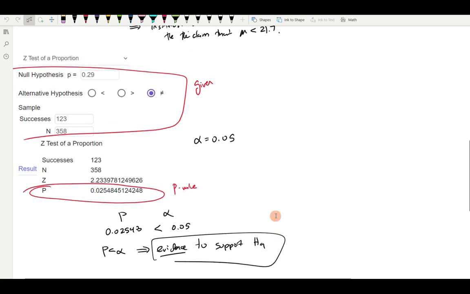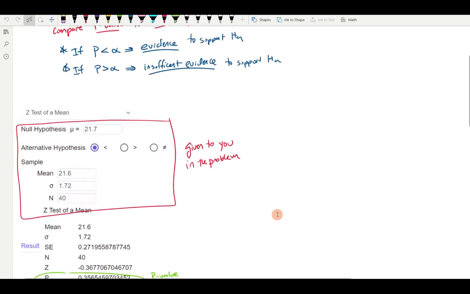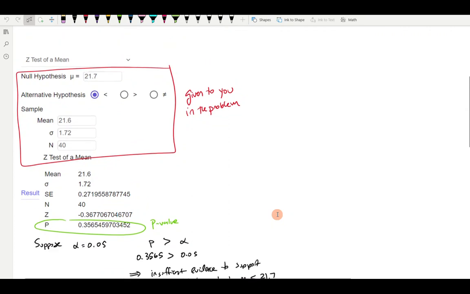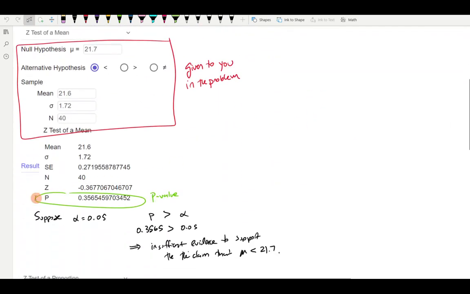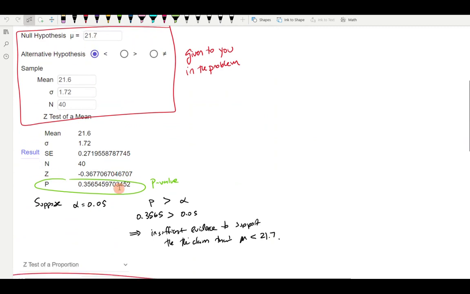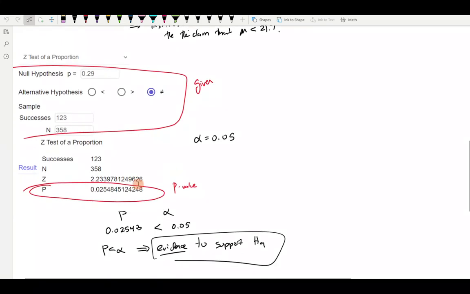So just to summarize, when you're reading the output of GeoGebra, trying to make decisions about the p-value, you're looking at the very last line. You can kind of ignore all the rest of it. It is the last line labeled as p. That is the p-value that we are interested in.